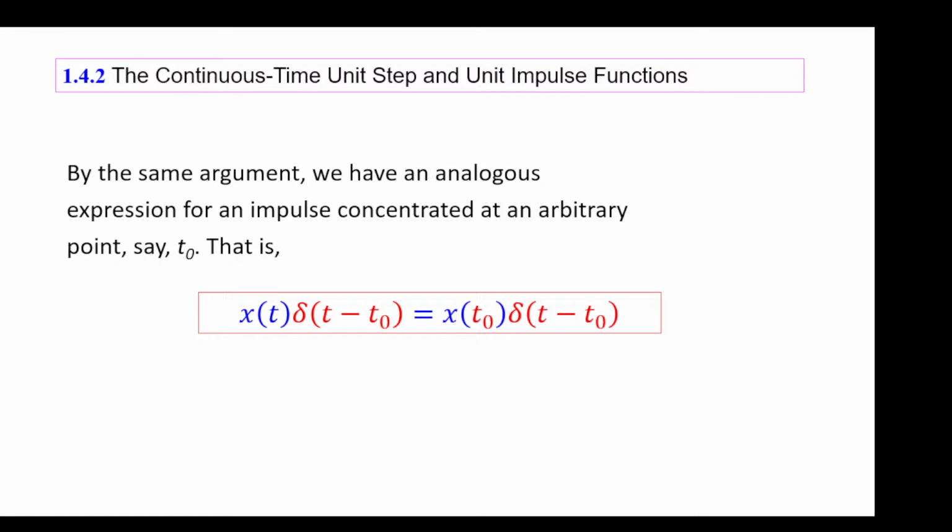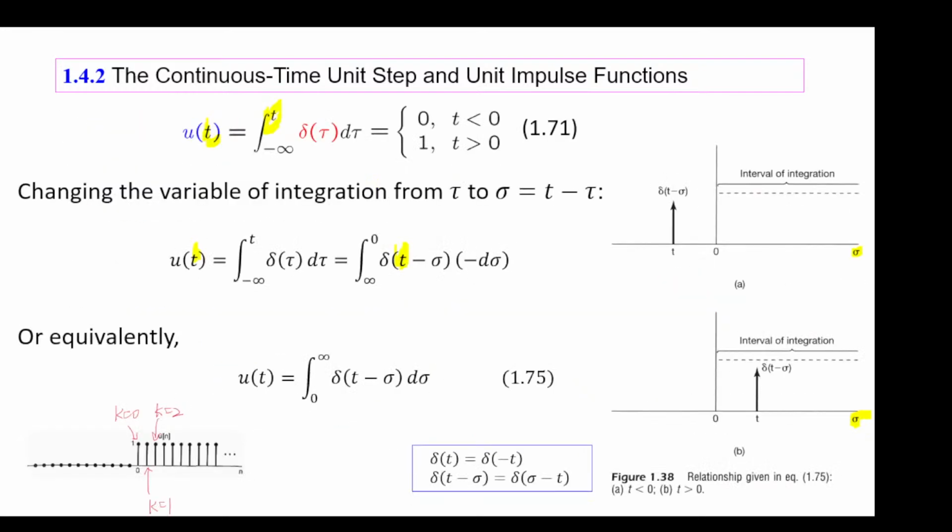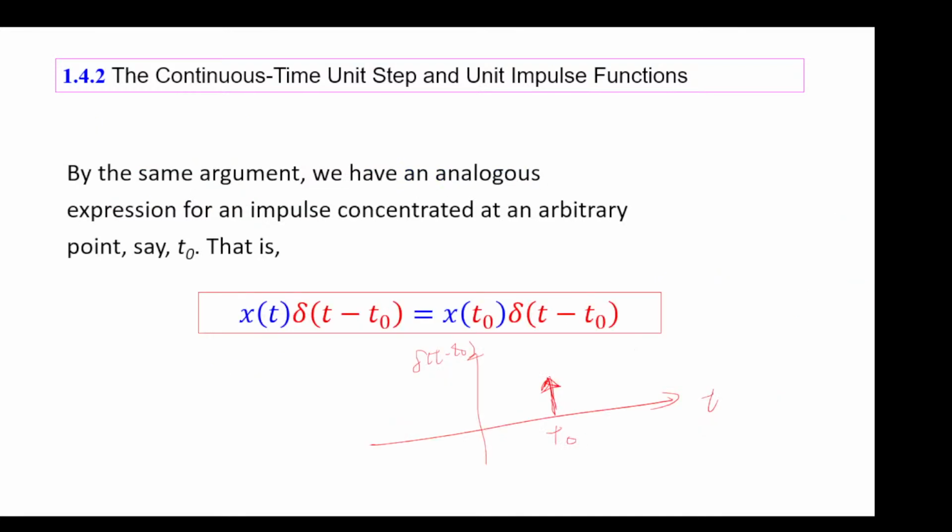The delta of t minus t0 will be imposed at t equals 0. So this will be like this. Okay, so t0, and t. And delta of t minus t0. Anyway, delta of t minus t0 will have an impulse at t0.